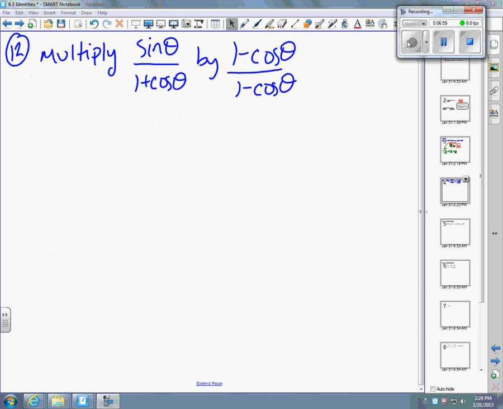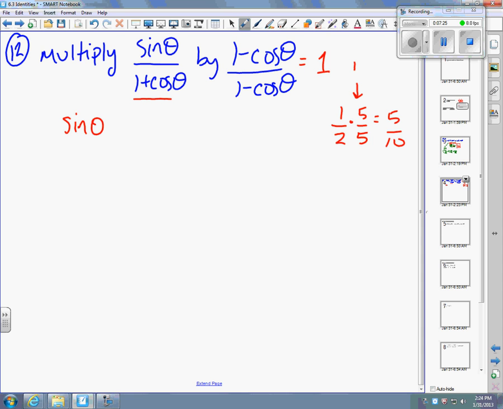same thing. The reason we can do this is this equals 1. So we're not changing the equation at all. It's the same idea as if I said, okay, I'm going to multiply 1/2 by 5 over 5 and say it's 5/10. It's the exact same thing because this expression right here is just a 1. So we want to take this, we want to multiply it by 1 minus cosine over 1 minus cosine. That's allowed. So this would be an example of trying to get a common denominator.